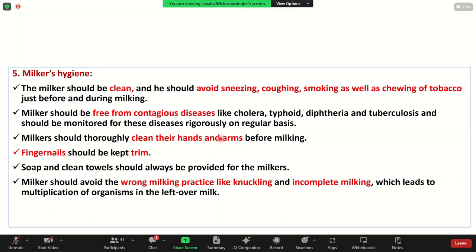Always they should use soap and clean towels, just to clean themselves, right? And also the milkers should not practice, what do you call, wrong milking practices, right?